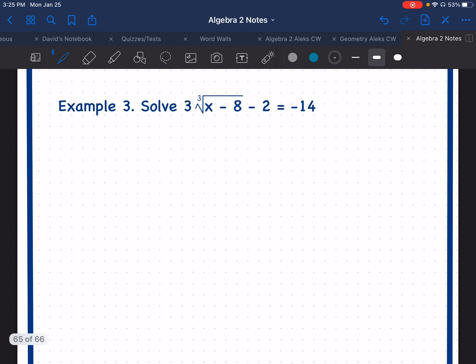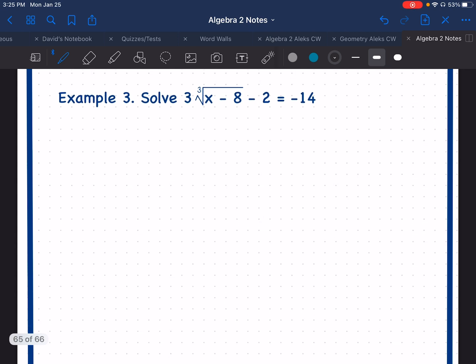All right, so let's take a look at this next example, and we're going to see whether I have an extraneous solution in one of my last two examples. Okay, 3 times the cubic root. Notice right here, I have a little 3 inside the root, the radical. This is a cubic root, not a square root. X minus 8 minus 2 equals negative 14.